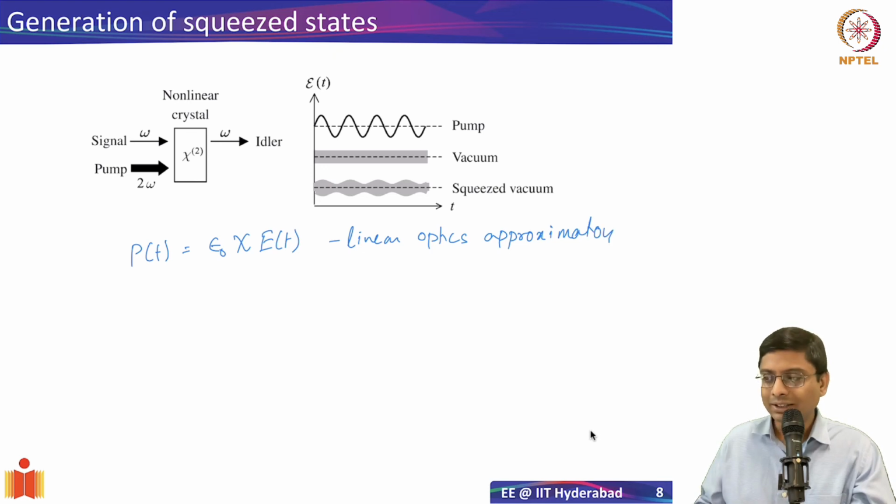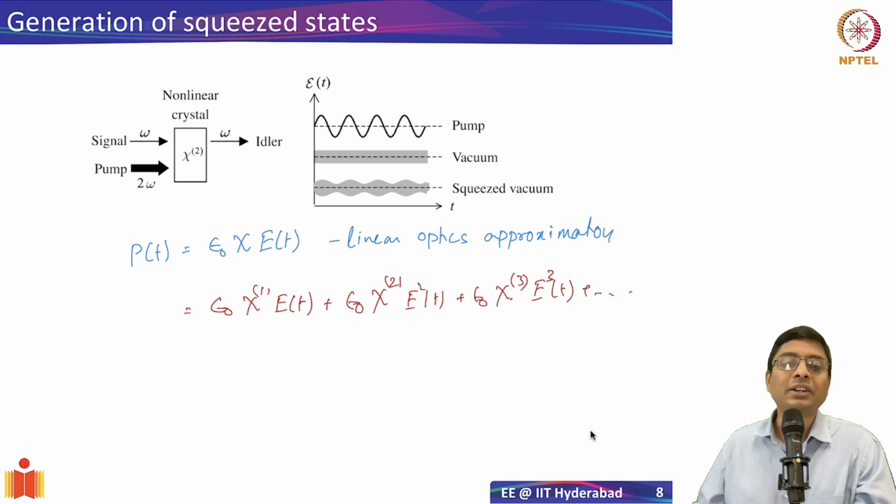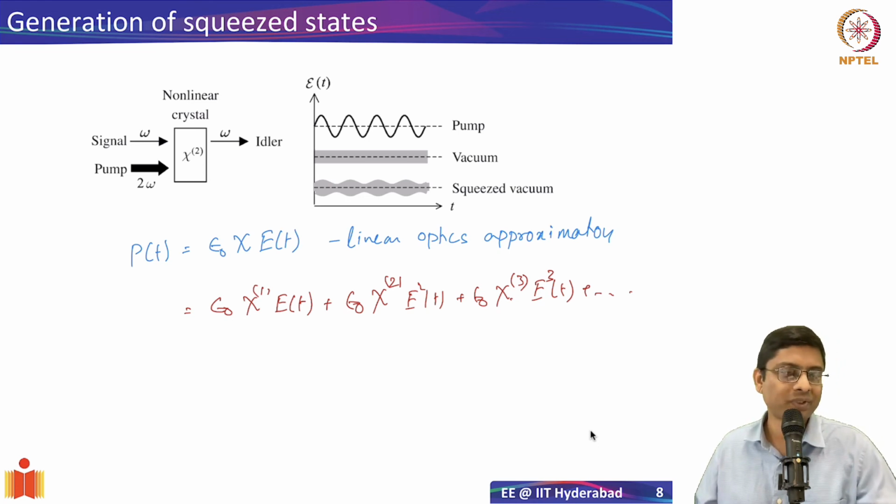It turns out that the more accurate description would be epsilon naught chi, the first order susceptibility, times E of t, plus epsilon naught chi of 2 times E of t squared, plus epsilon naught chi of 3, the third order susceptibility, times E of t cubed, and so on. So we have higher order terms coming into the picture. These are higher order susceptibilities.